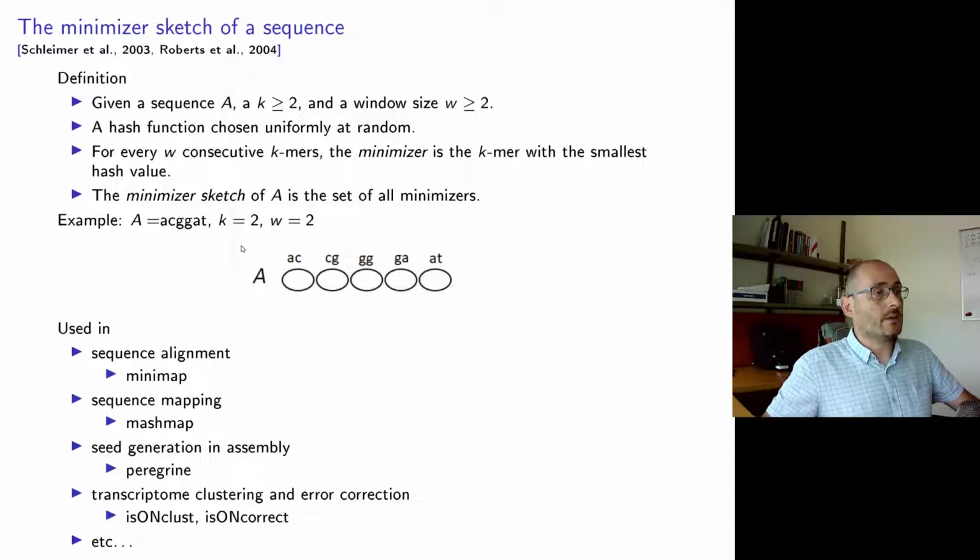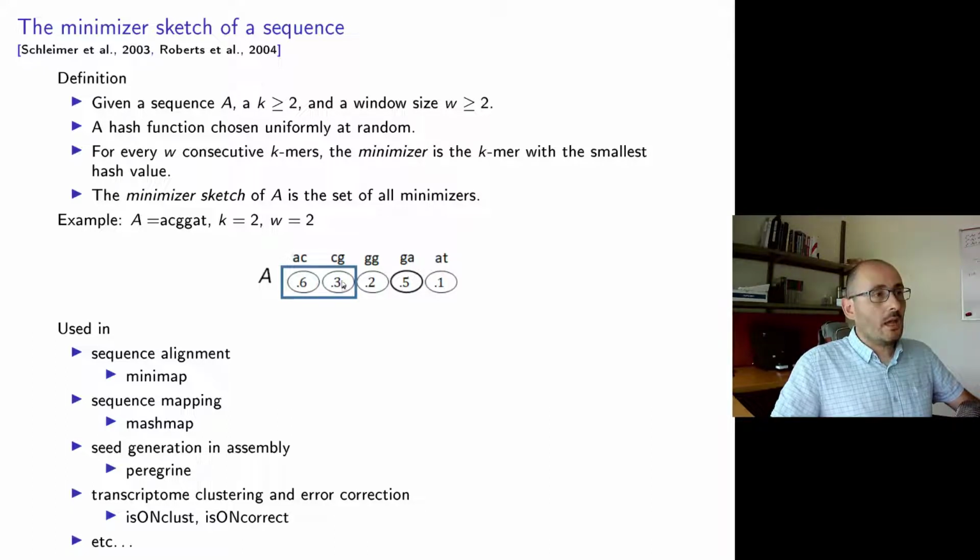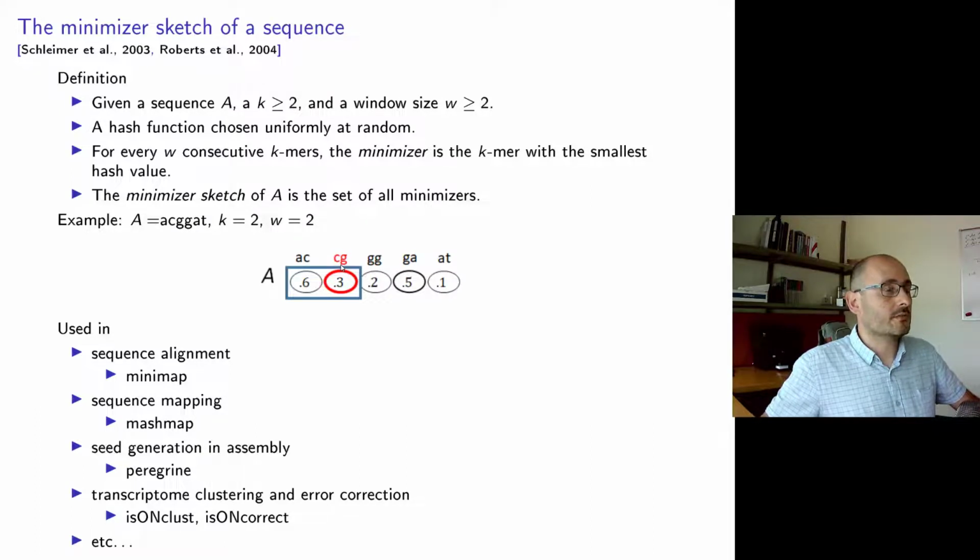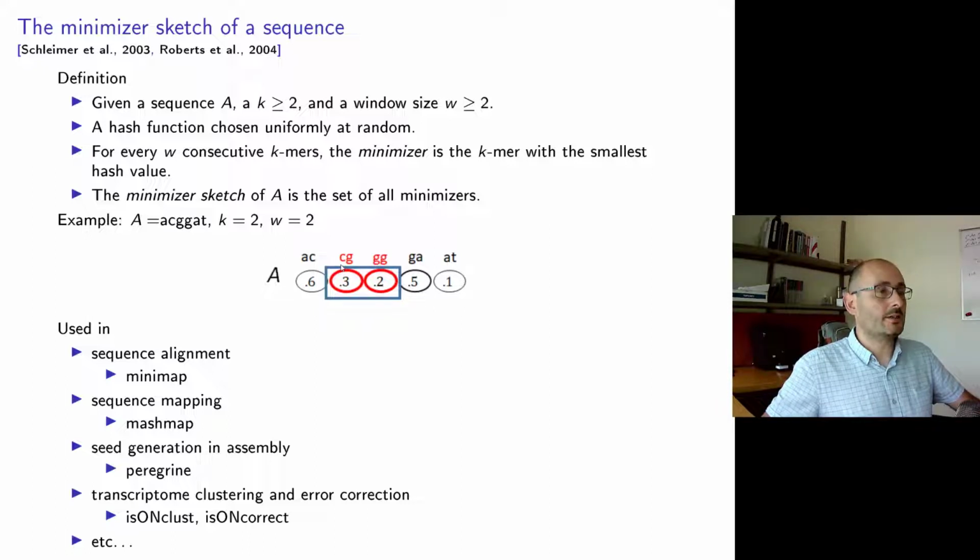Now I have a hash function which I use to hash each one of these k-mers to a number between 0 and 1. Next, I take a window of W consecutive k-mers. Here W equals 2, but in practice you might think of W as being more like 20. And in this window we find the smallest hash value. The k-mer that has the smallest hash value is going to be called the minimizer of that window, and we add this minimizer to our sketch. We then shift the window, compute the new minimizer, and add it to our sketch.